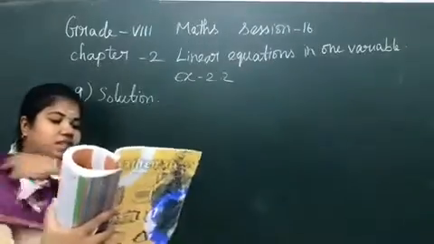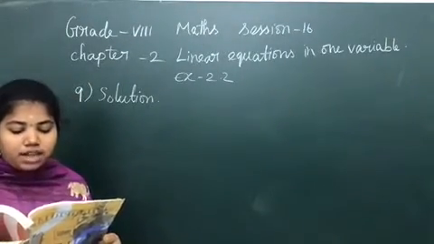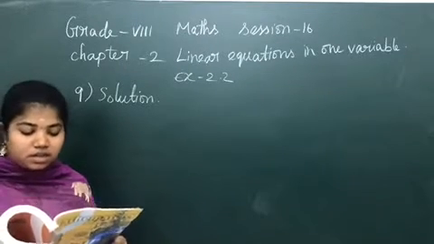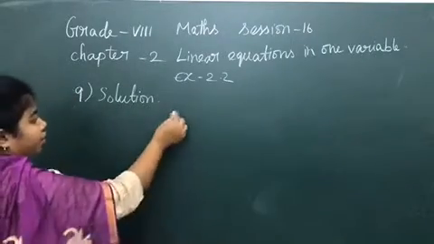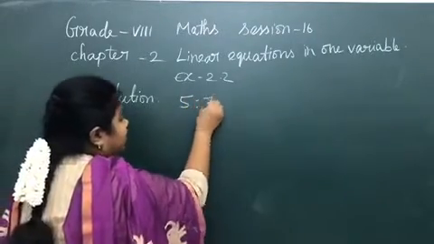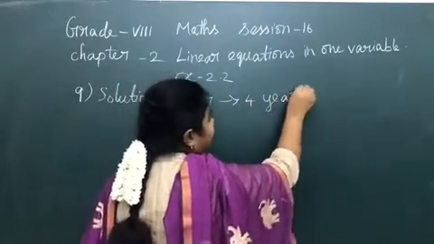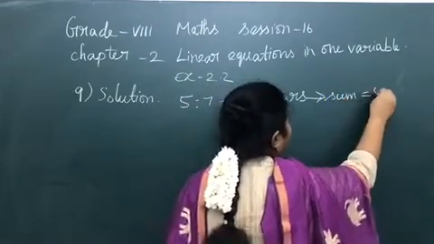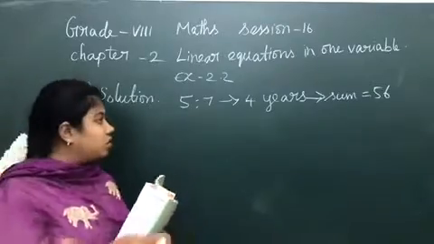Now listen to the 9th sum. The ages of Rahul and Harun are in the ratio 5:7. 4 years later, the sum of their ages will be 56. So, the ratio given is 5:7, and 4 years later, if you add these two, if you sum, it will be equal to 56 years. Okay? Now, this is the hint.